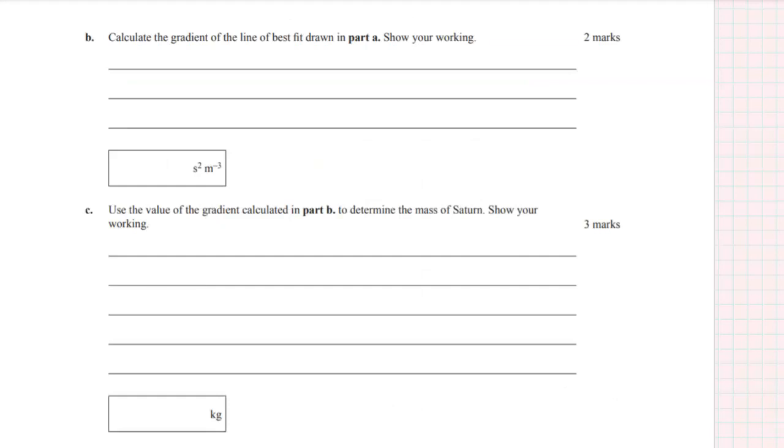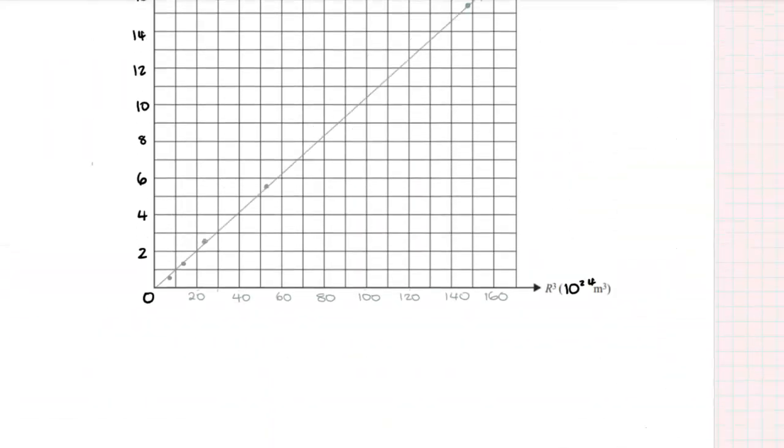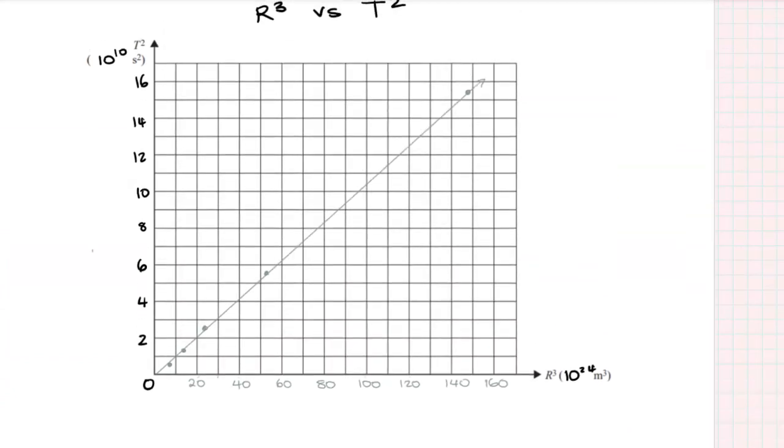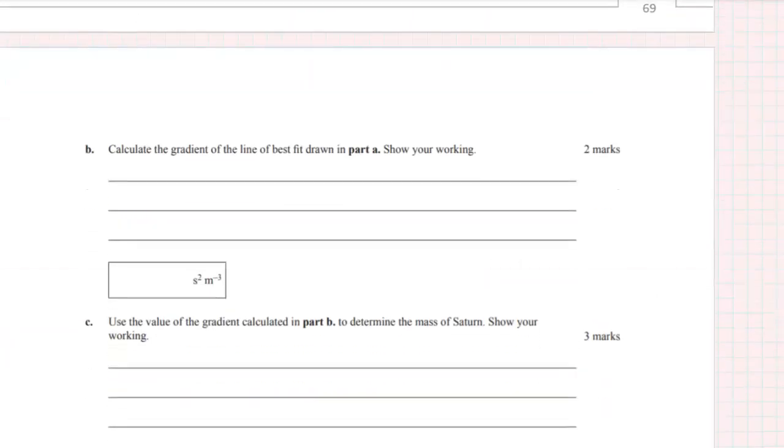We need to calculate the gradient of this line of best fit. Now, to do this, there's a couple of ways you can do this. My preference is make sure that you choose 2 points that are already present on your line, and choose those 2 points that are as far apart as possible. So I notice that this point looks like it's exactly on the line, and this point is exactly on the line. So I can use our y2 minus y1 on x2 minus x1 formula here.